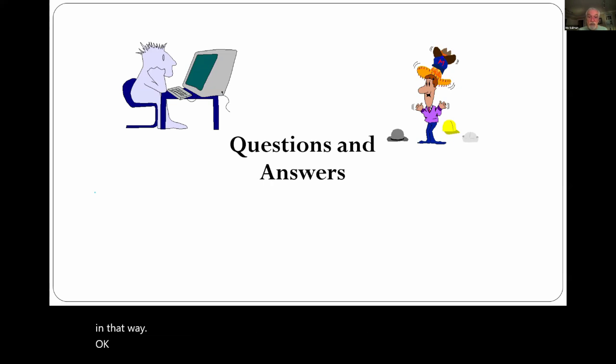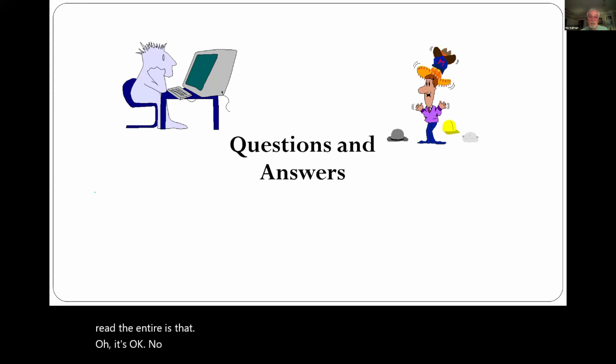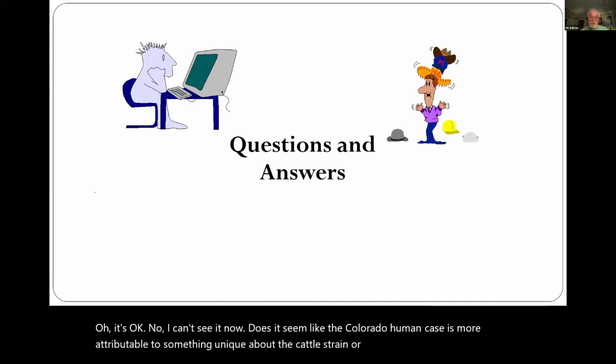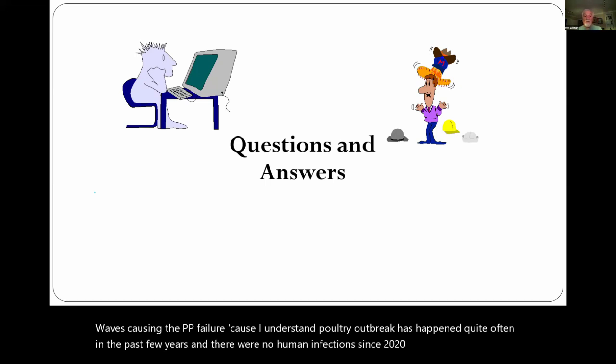Something unique about the cattle strain? Let me read the entire question. Oh, sorry, I can just speak it out if it's easier. Oh, it's okay, I can see it now. Does it seem like the Colorado human case is more attributable to something unique about the cattle strain, or is it more because of the heat waves causing the PPE failure? Because I understand poultry outbreaks have happened quite often in the past few years, and there were no human infections since 2022. You are absolutely right.